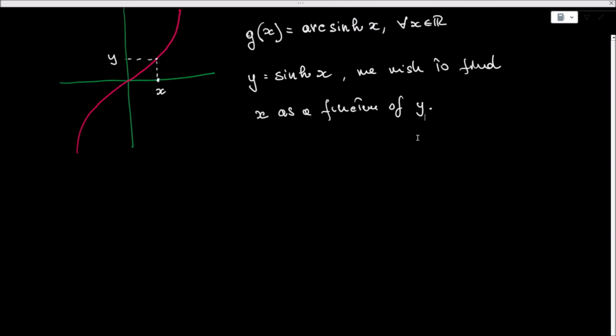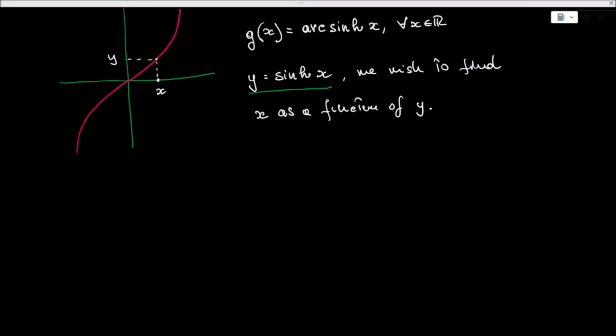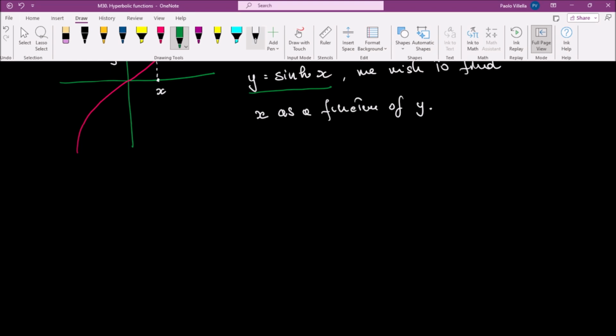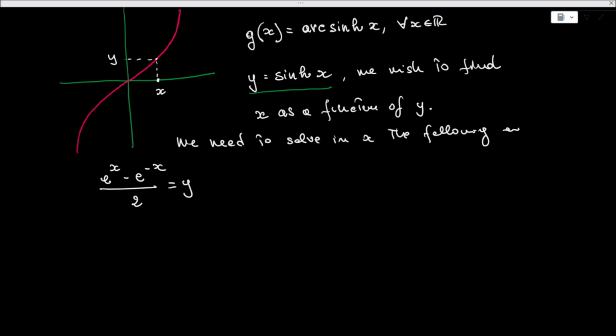Basically, we can rewrite this equation, y equal to the hyperbolic sine of x, as follows. The hyperbolic sine of x is (e^x - e^(-x))/2, and this is equal to y. What we need to do basically to find x as a function of y is solve this equation. So we need to solve in x the following equation.